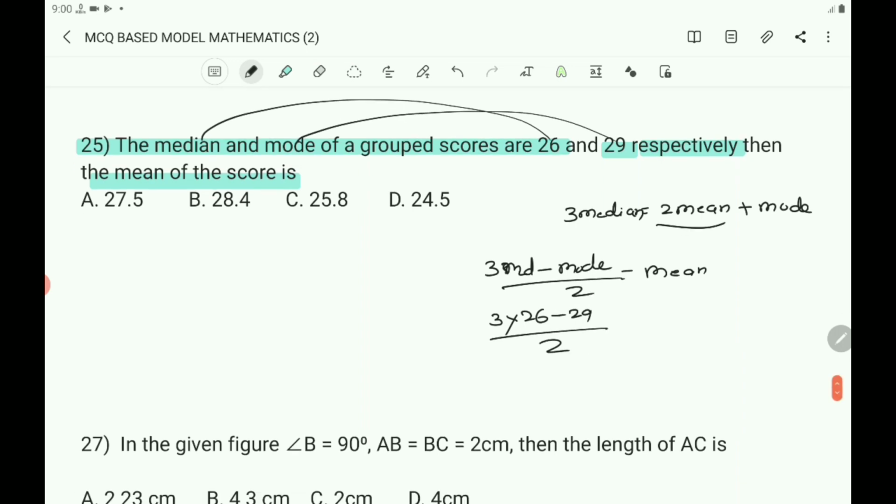That divided by 2. So you will get 2 sixes are 6, 3 threes are 9... 6 threes are 18, 3 twos are 6 plus 1 is 7, 7 minus 78 minus 29. That divided by 2, and you know that 18 minus 9 is 9, 6 minus 2 is 4, 49 divided by 2, then it is 2 twos are 4, and 9 means 2 fours are 8, and 1.5 you will get. So here the answer is option D, 24.5 is the answer.